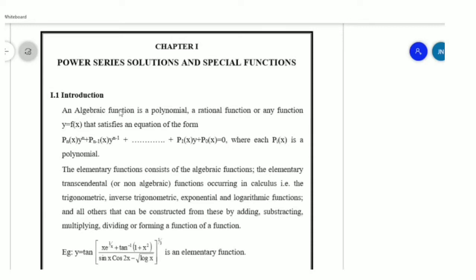And an algebraic function is a polynomial, a rational function, or any function of the form y equal to f of x that satisfies an equation of the form Pn of x into y raised to n plus Pn minus 1 of x into y raised to n minus 1 plus etc. plus P1 of x into y plus P0 of x equal to 0, where each Pi of x is a polynomial. A function which is not algebraic is called a transcendental function. The trigonometric functions and inverse trigonometric functions are all examples of transcendental functions.